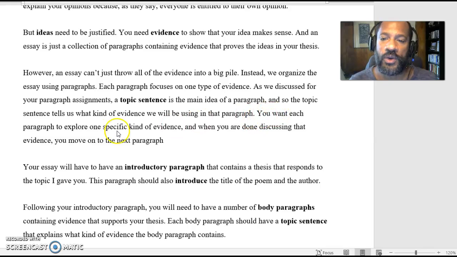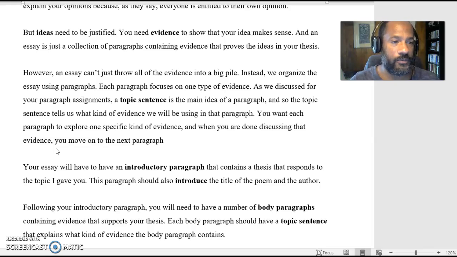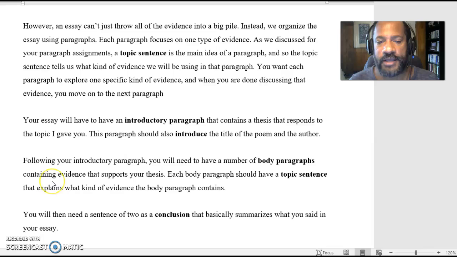Okay, so you want each paragraph to explore one specific kind of evidence, and when you're done discussing that evidence, then you move on to the next one. I'm going to tell you everything I need to know about this thing. When I'm done, I'm going to move on to the next thing. Okay, and on some level, it's really basic. We understand that level of organization. We're just not necessarily always used to being able to apply that to writing an essay.